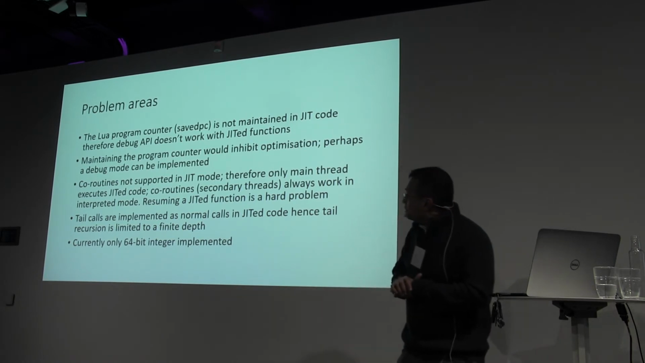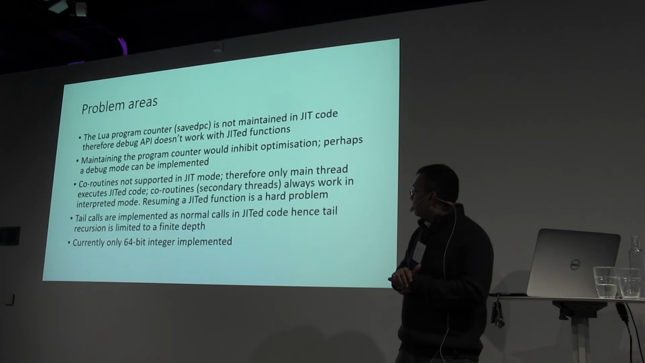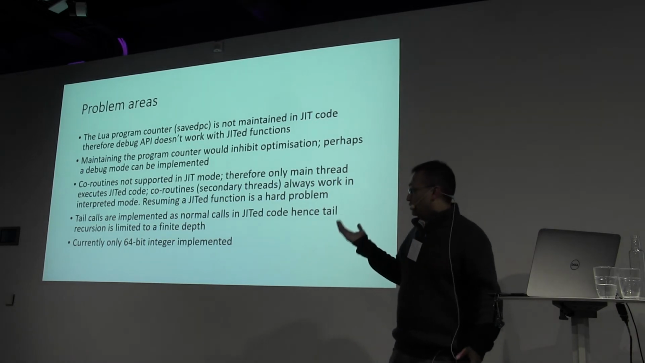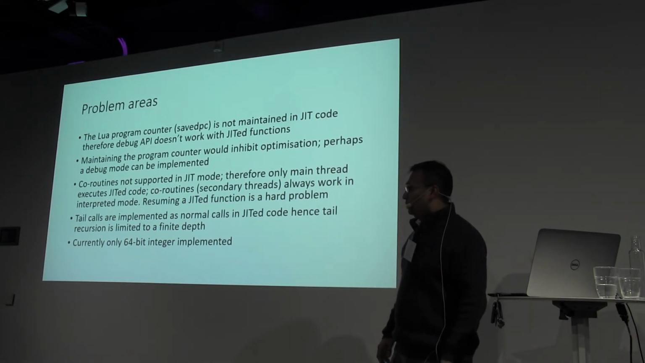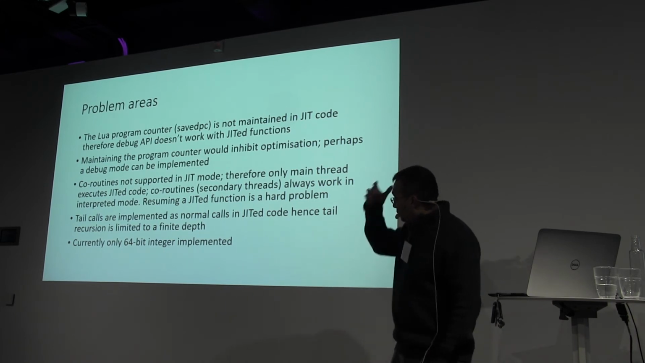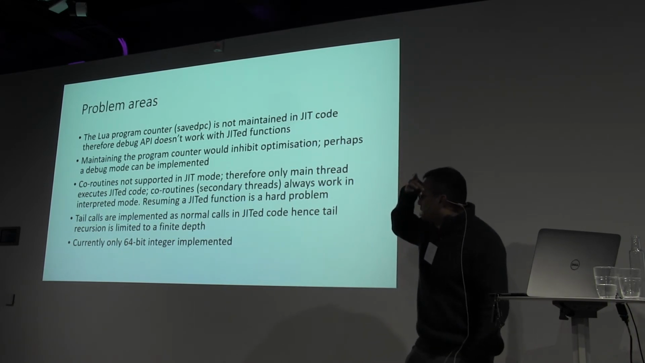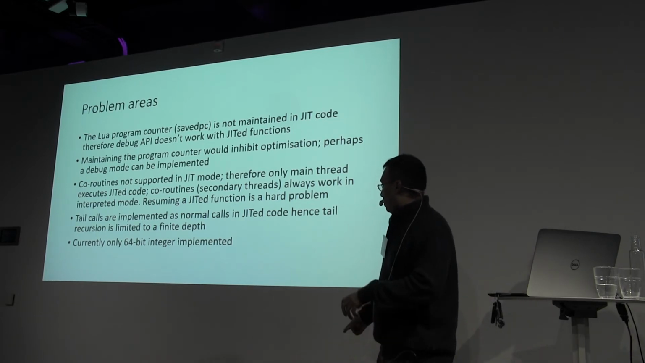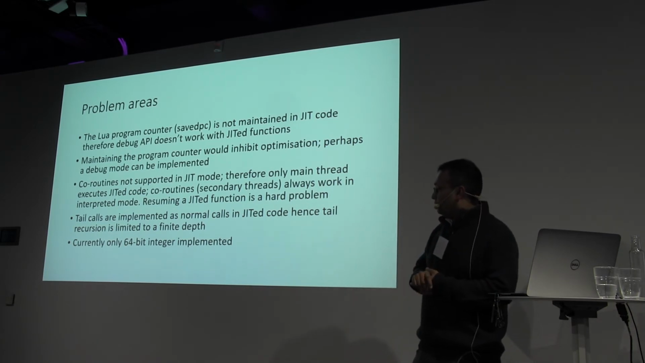Coroutines don't execute in JIT mode. They only execute as interpreted code, and that's because I have no way of resuming a JIT version of a coroutine. I believe LuaJIT does it, but I don't quite know how it does it. Tail calls are implemented as normal calls at the moment. There is a possibility to implement recursive tail calls in the JIT code, but I haven't looked at that. And currently, I've only tested for 64-bit integer implementations.